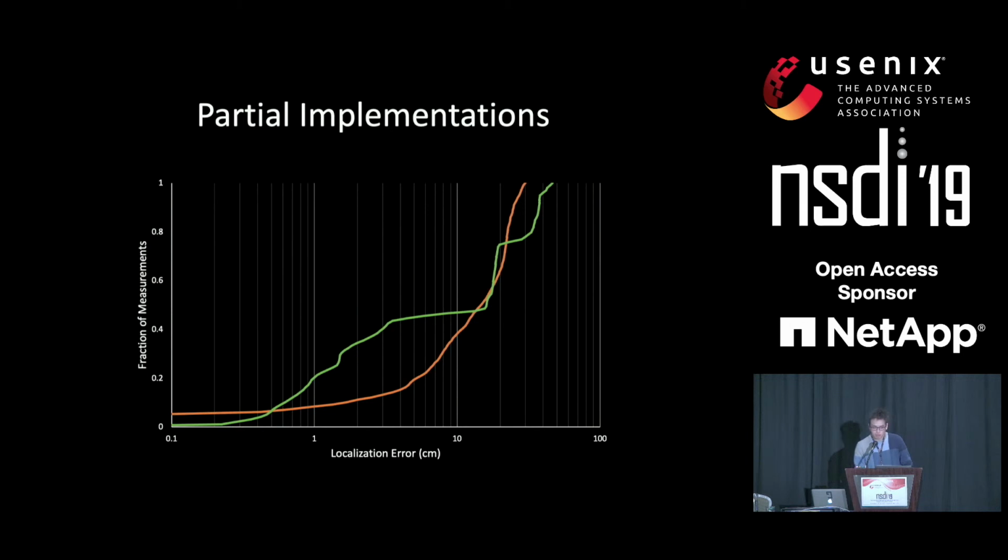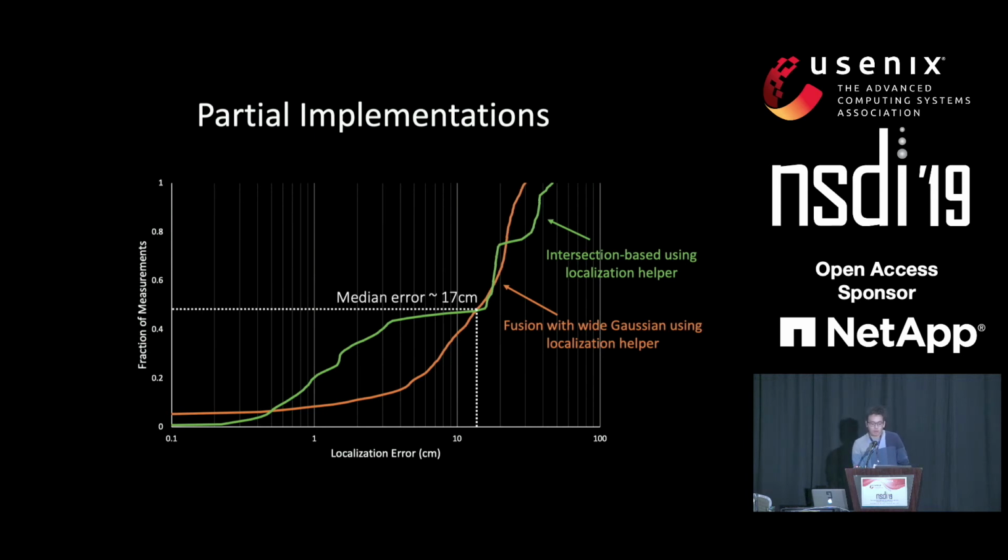Secondly, in order to show the importance of the space-time super-resolution, we compare TurboTrack to two partial implementations. The first one, we implement the same localization helper, but instead of a mixture of narrow Gaussians, we fuse using a wide Gaussian. And the second one, we have a localization helper as well as an intersection-based method.